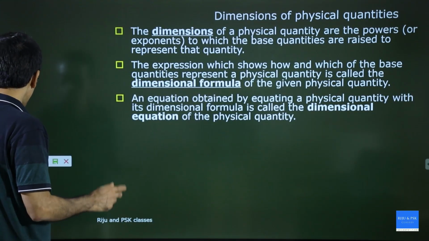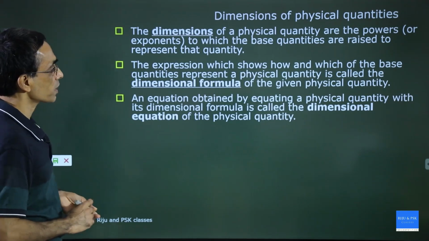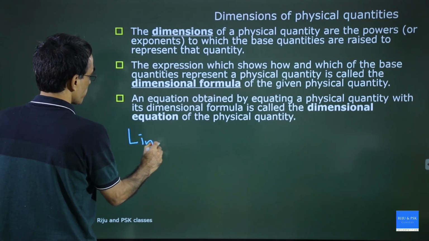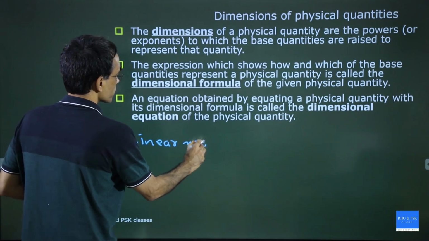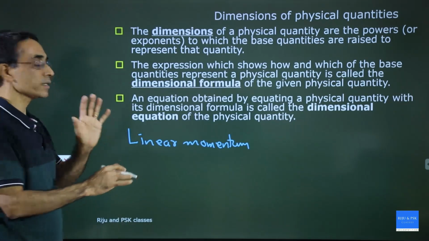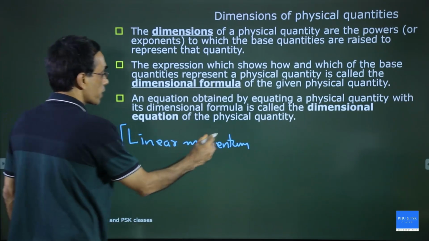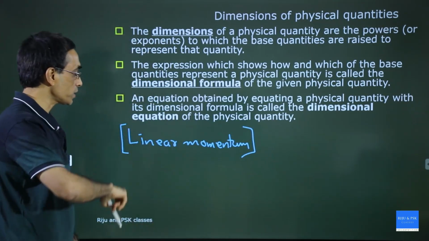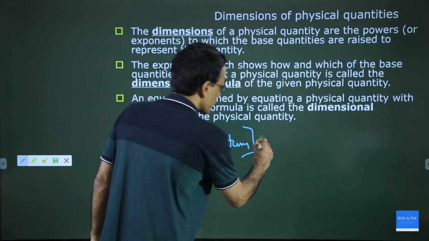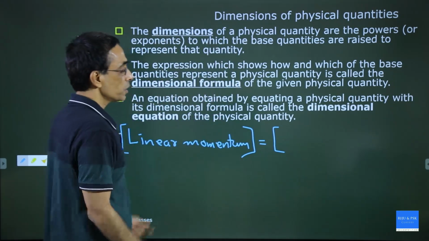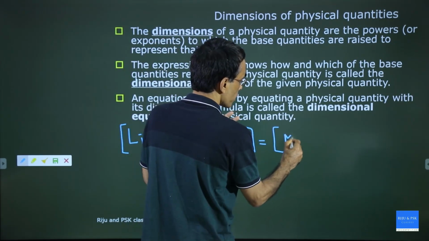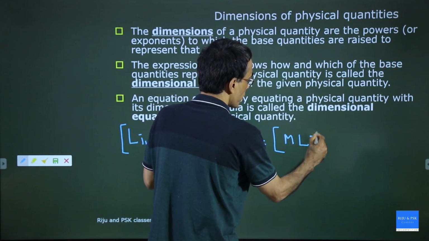Let us write an example here today, something that we studied last class. Let us say the physical quantity is linear momentum. When I write like this, you read it as linear momentum. But when I put a square bracket here, you read this as dimensions of linear momentum, or dimensional formula of linear momentum, equal to, put a bracket. You should study that by heart. That is mass into length into time raised to -1.